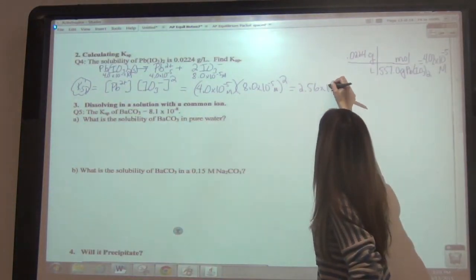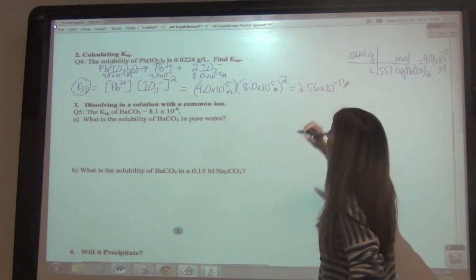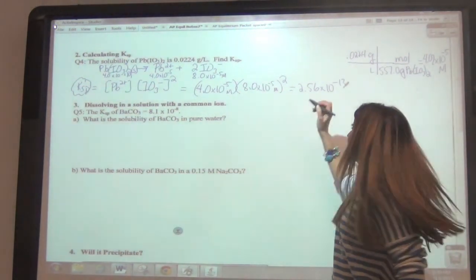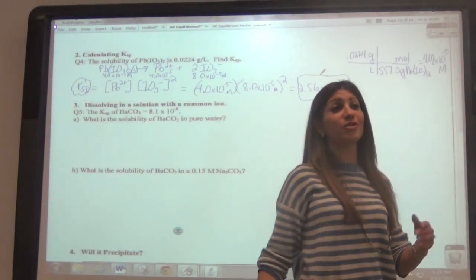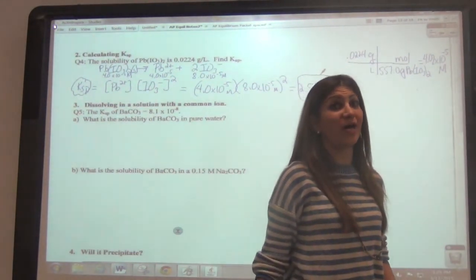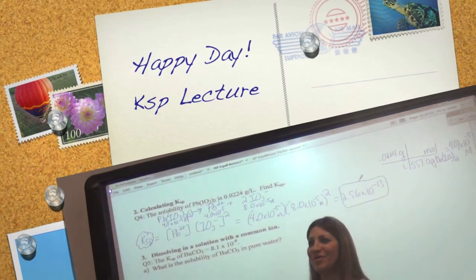2.56 times 10 to the -13. Are there units? No. This is K. There are no units. Again, all this is telling us is whether it favors the products or the reactants, and this is very much favoring what? The reactants. Okay? Awesome.